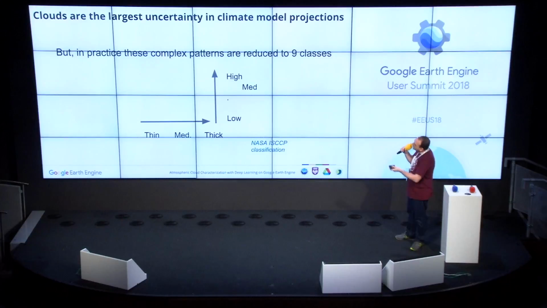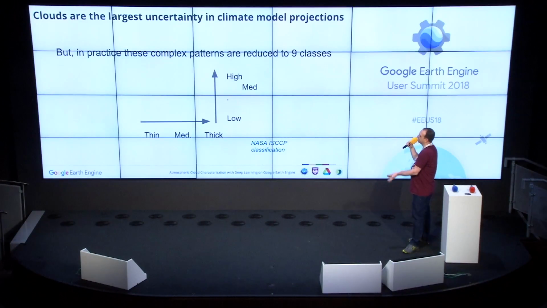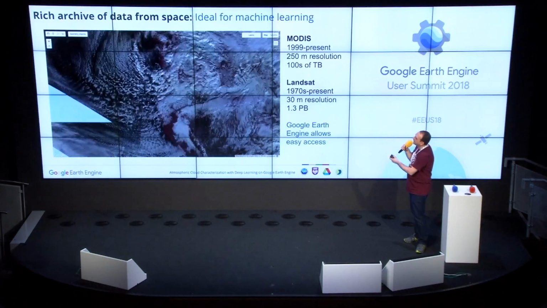So when we look at our cloud classification models, basically they just have two axes in terms of being thick or thin and low or high cloud. And this doesn't necessarily represent the complexity that I've shown before. So what we have right now with Google Earth Engine is a very large catalog of data, and we're talking about MODIS and Landsat with hundreds of terabytes, even petascale data, but we are basically underutilizing it with the current methods of classification.